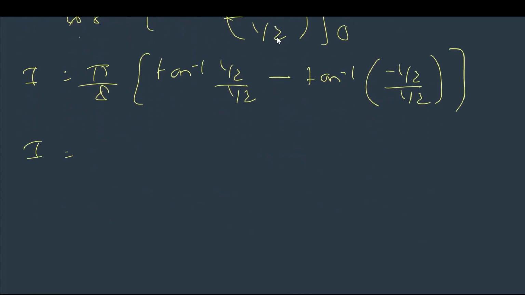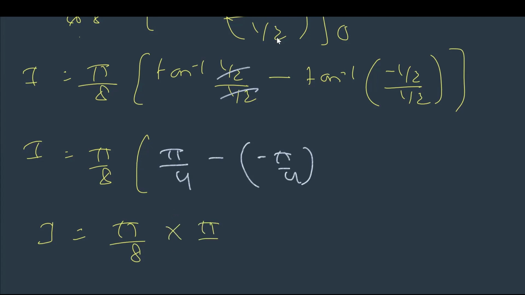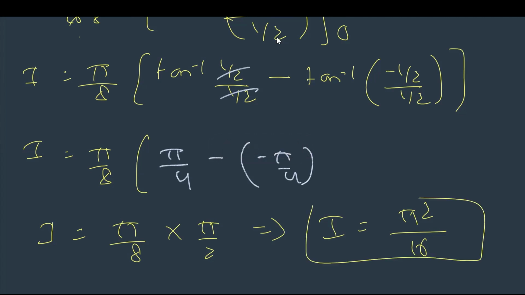I is equal to pi by 8. This is 1, right? Tan inverse 1 is what? Pi by 4. This minus sign is copied over here. And this is tan inverse of minus 1, which is minus pi by 4. So I is equal to pi by 8 times minus minus plus. So pi by 4 plus pi by 4 is 2 pi by 4, which is pi by 2. So we get I is equal to pi into pi, pi square over 16 should be the answer for this.